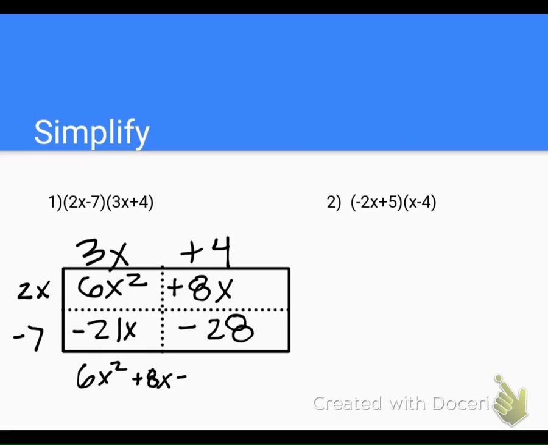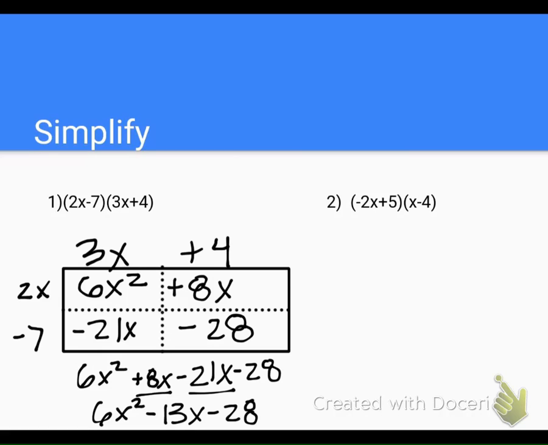6x squared plus 8x minus 21x minus 28. And I see that I have two terms with an x in it, so I can combine those and get 6x squared minus 13x minus 28 as my final answer.